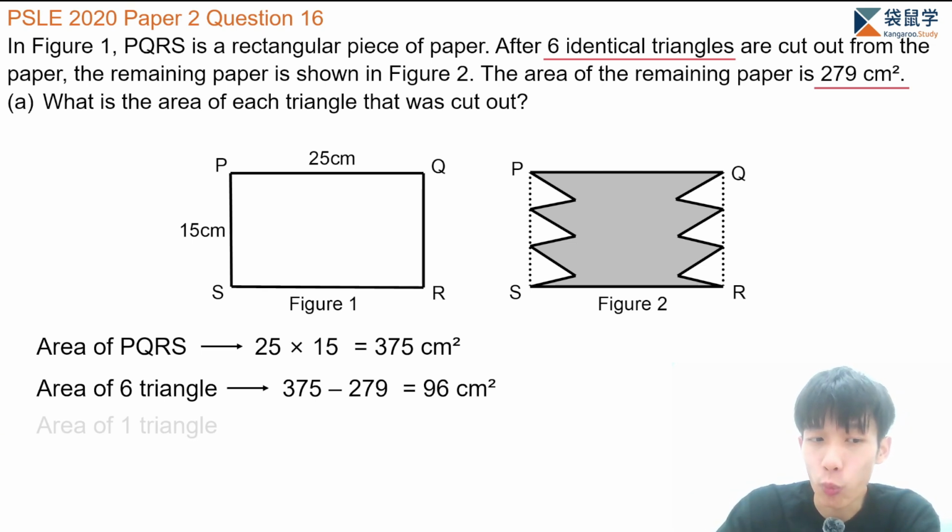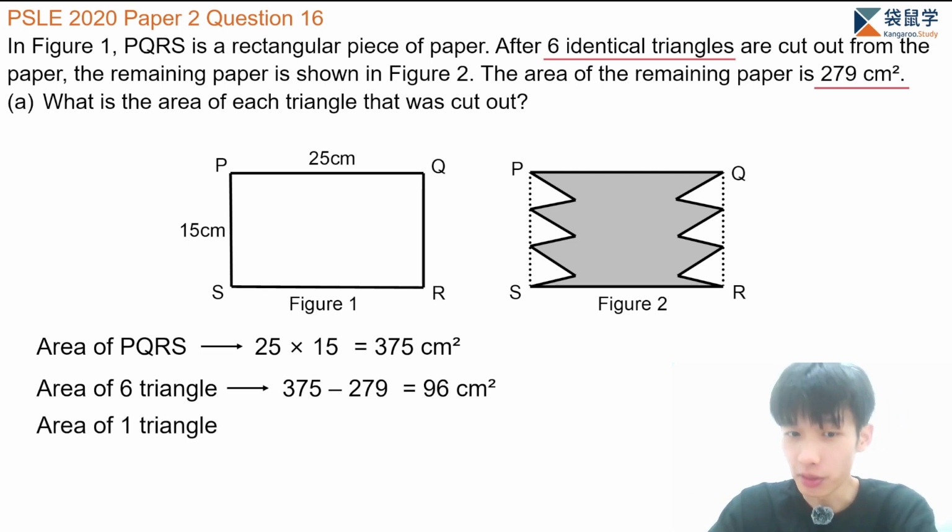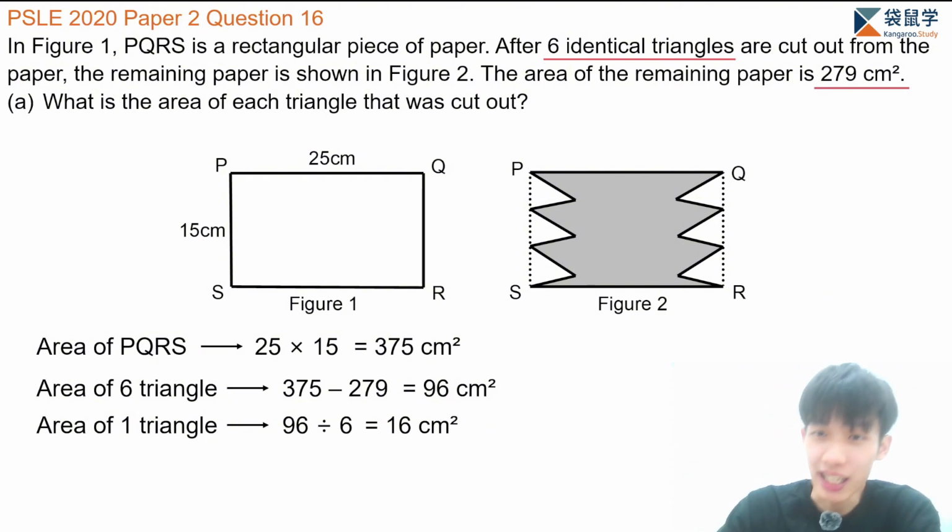So how can we find one of them? Very simple. It should be just 96 divided by 6, which gives us 16 centimeters square. So that's how we solve question A. Moving on to question B.